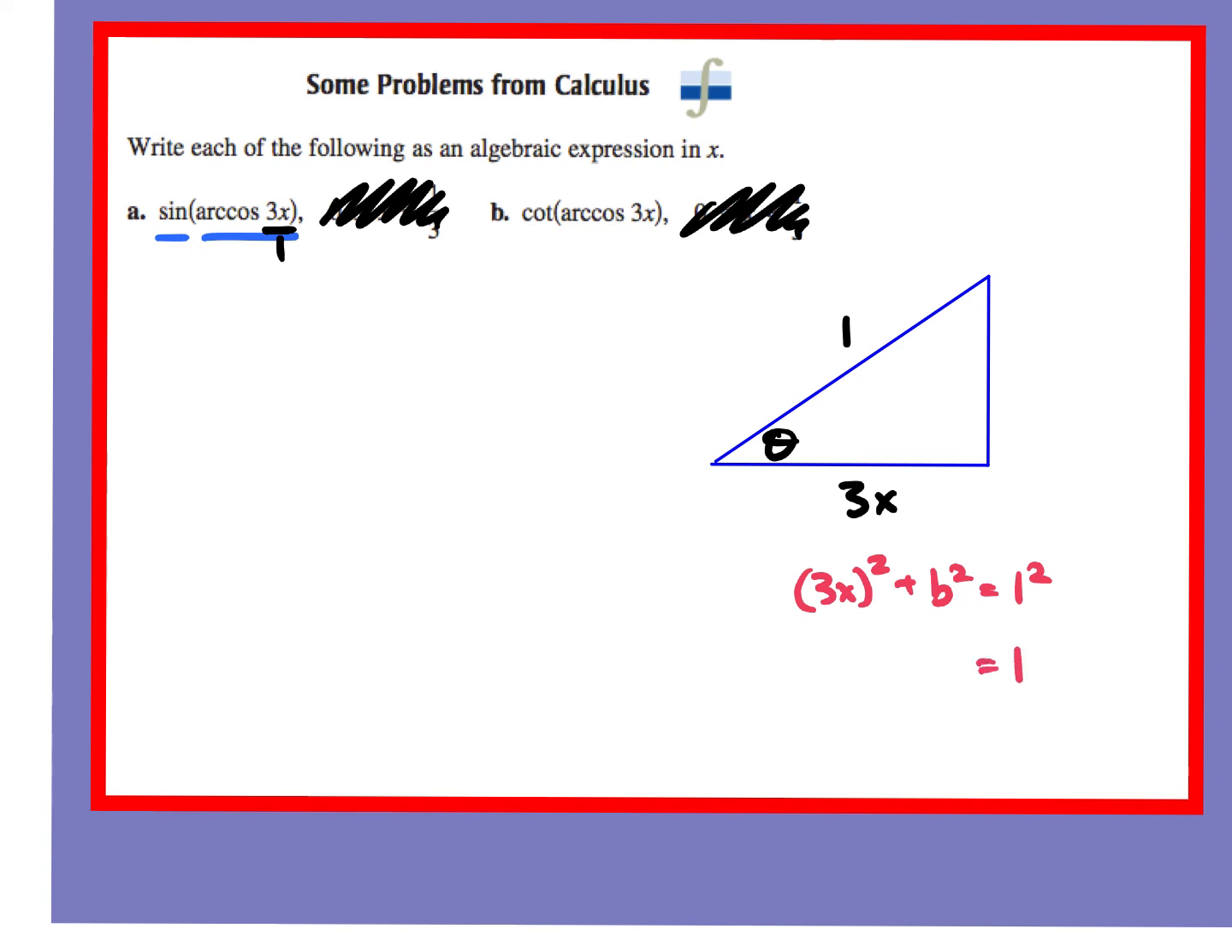All right. So what is 1 squared? 1. What is the quantity of 3x squared? 9x squared. So what am I going to do with that? Subtract it. So now I have minus 9x squared. Make sense? And then what do I need to do? I need to square root it. All right. So my other side is the square root of 1 minus 9x squared.